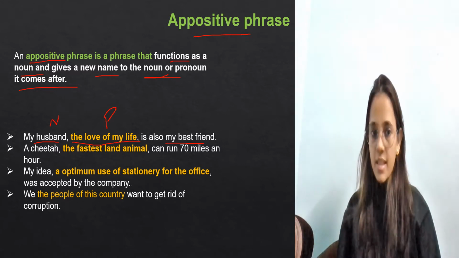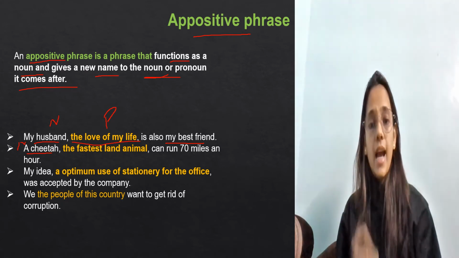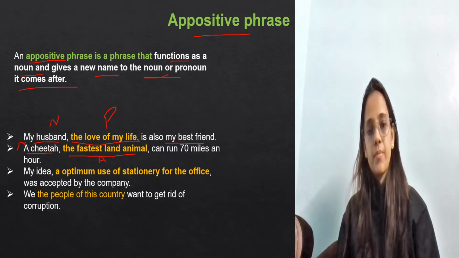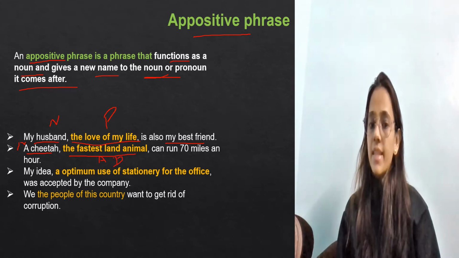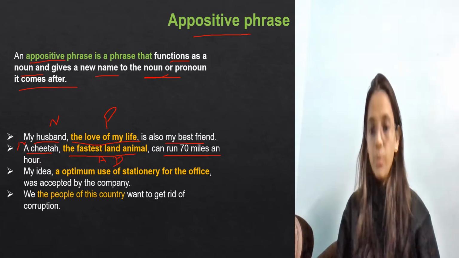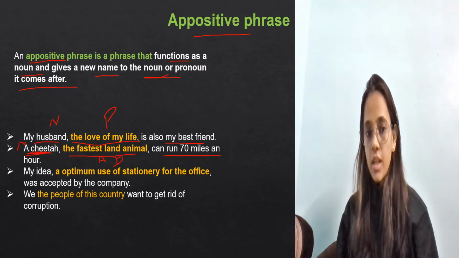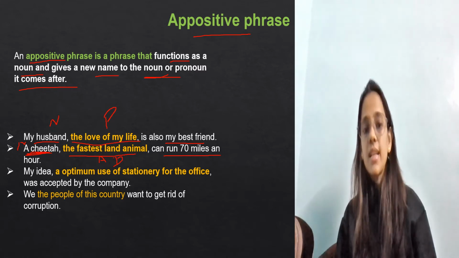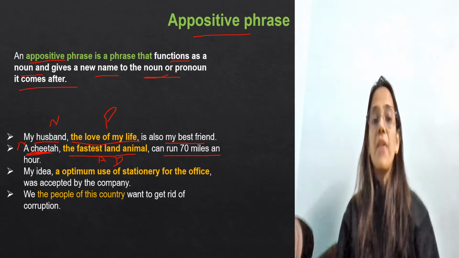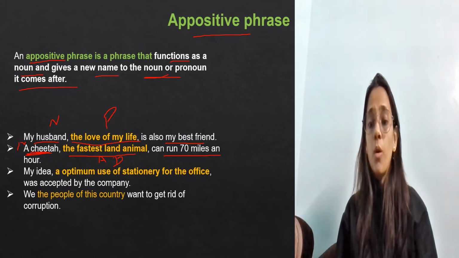A cheetah is again a noun, right? The fastest land animal, it's an appositive phrase, can run 70 miles an hour. So are you understanding? As I said to you, an appositive phrase comes after what? It comes after a noun or a pronoun. See, a cheetah is what? It's a noun. So it is coming after a noun. The fastest land animal is an appositive phrase because it is giving a new name to a noun.